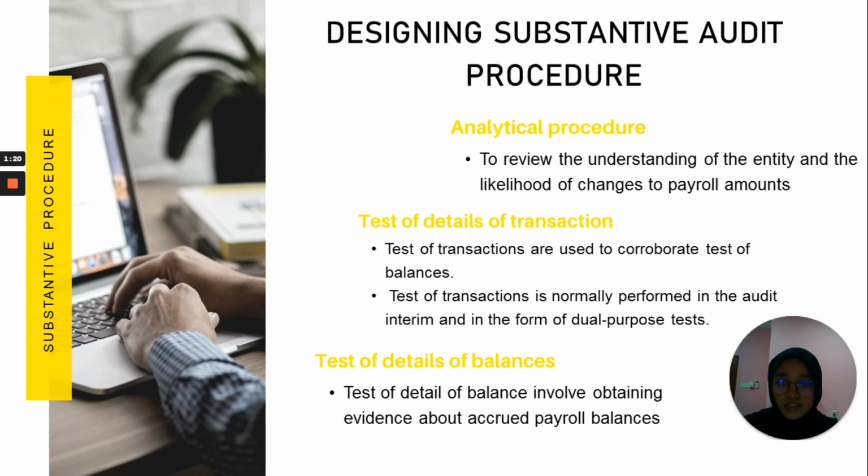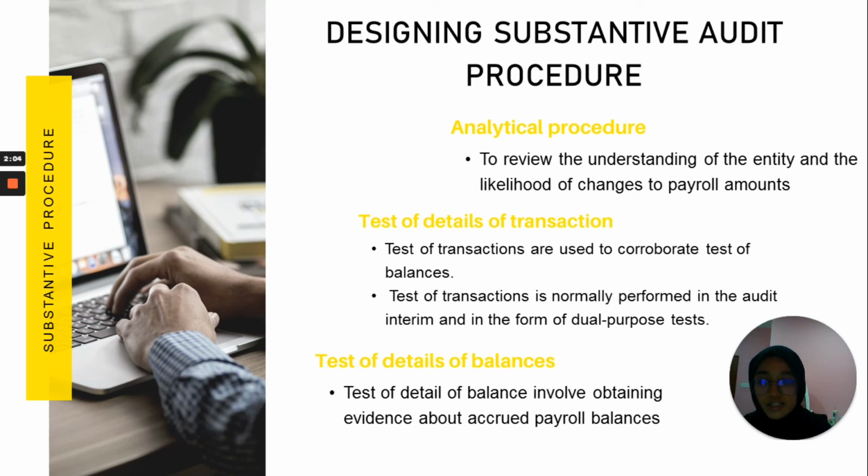The next one we have is tests of details of balance. Tests of details of balance involve obtaining evidence about the accrued payroll balance. It includes the following tasks. Firstly is recalculating payroll liability. Auditors must recalculate the accrued payroll and check all authorized deductions. They are required to check the consistency of payroll calculations and payroll accruals. The second one is verifying directors' and executive officers' remuneration. Auditors should also inspect documents such as minutes of meetings that approve the remunerations for the directors and officers.